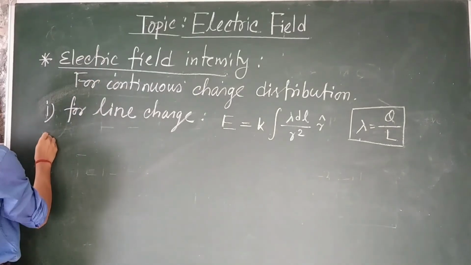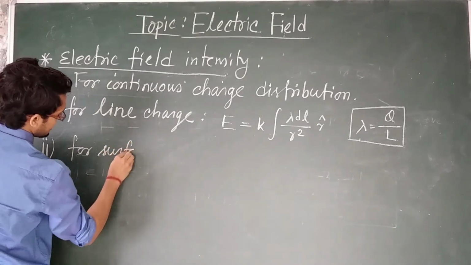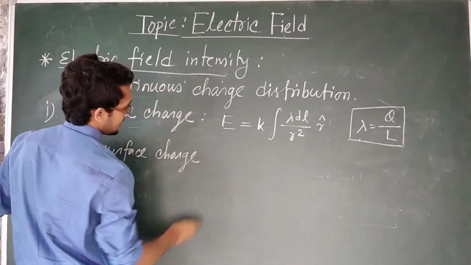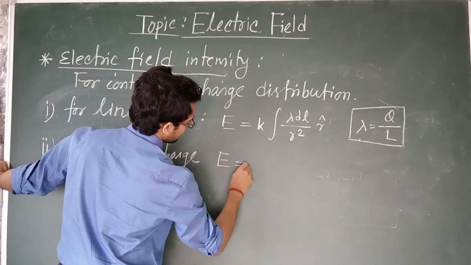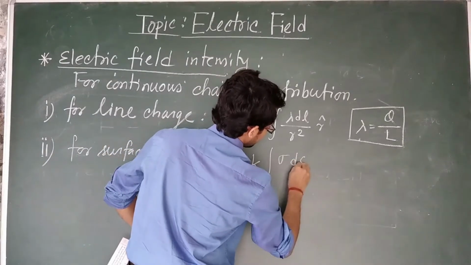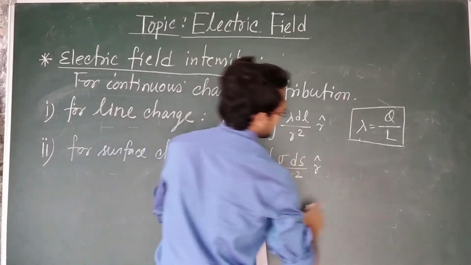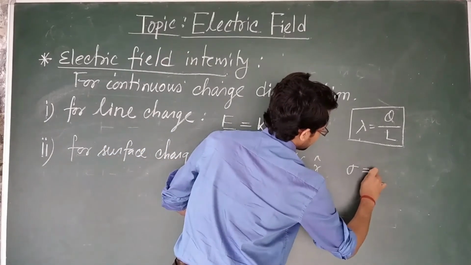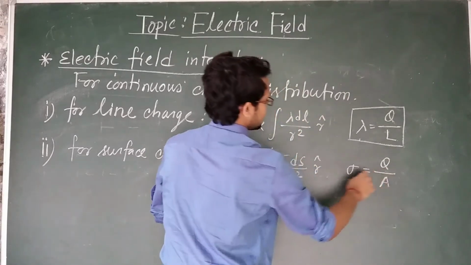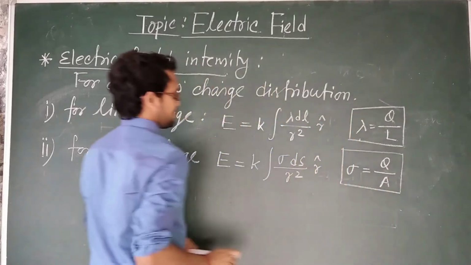Second one, for surface charge, what will be the formula? E equal to K integration sigma ds by r square r cap. Okay, what is sigma? Sigma is the surface charge density, that is total charge by its area. Sigma is surface charge density, meaning charge per unit area.